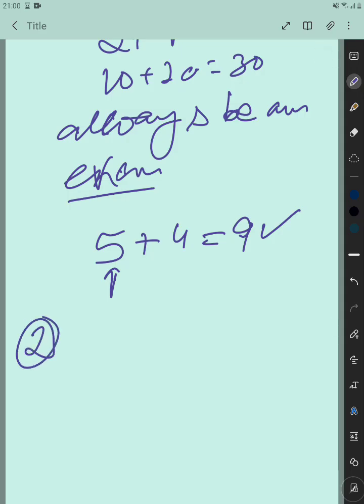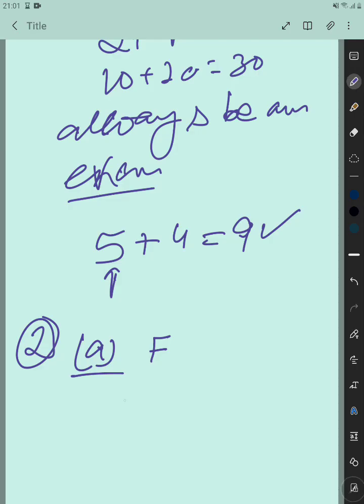Question number 2 is, state whether the following statements are true or false. I will not write the statements but I will read them out and tell you whether each is true or false, and explain it also. Sum of three odd numbers is even. This is false. You take any three odd numbers, the sum will always be odd.